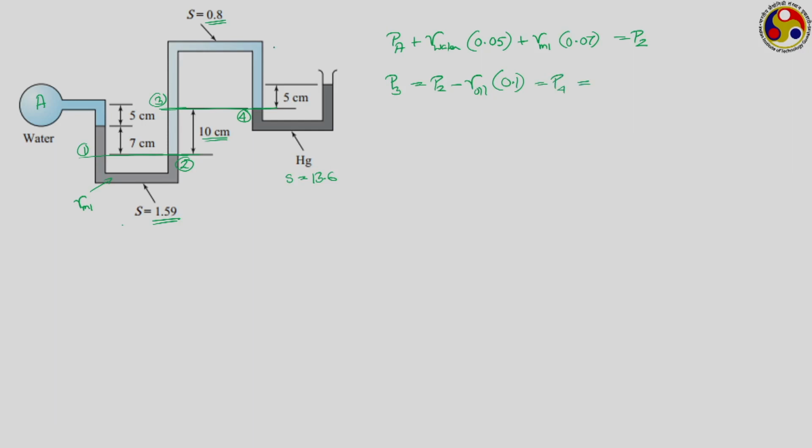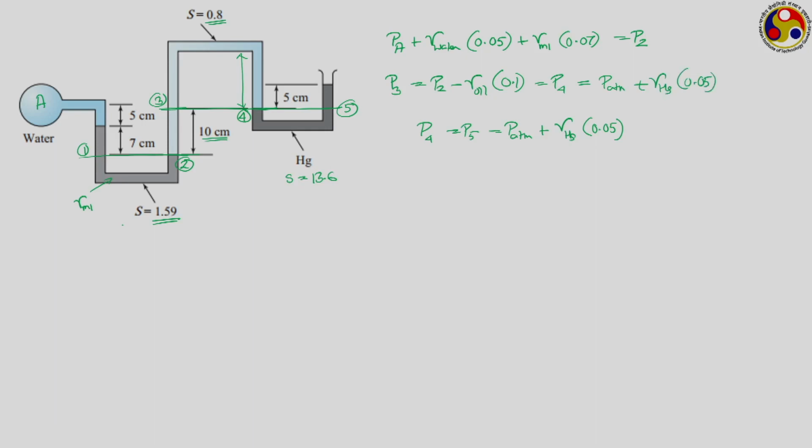P4 we are having this particular column of oil, but no information is given about that. But what we know is that P4 should be equal to P5, where 5 refers to this particular elevation. So, how much is P5? P5 is atmospheric pressure plus we are having a mercury column of height 5 centimeter. So, this we can take back here as atmospheric pressure plus mercury column of 5 centimeter.